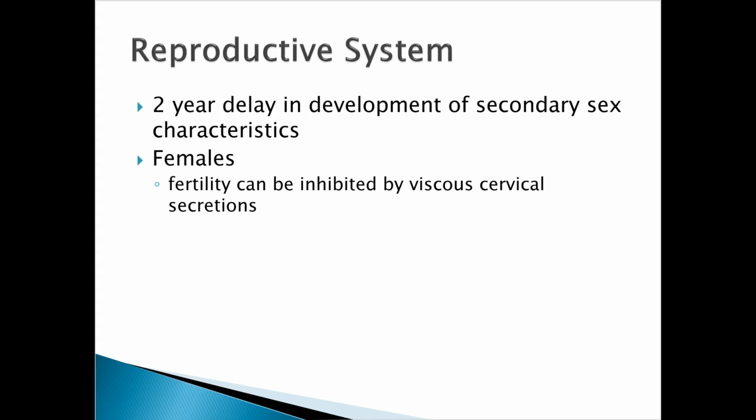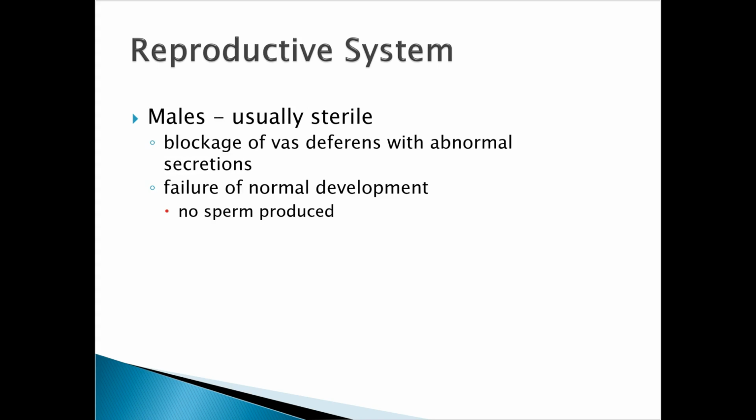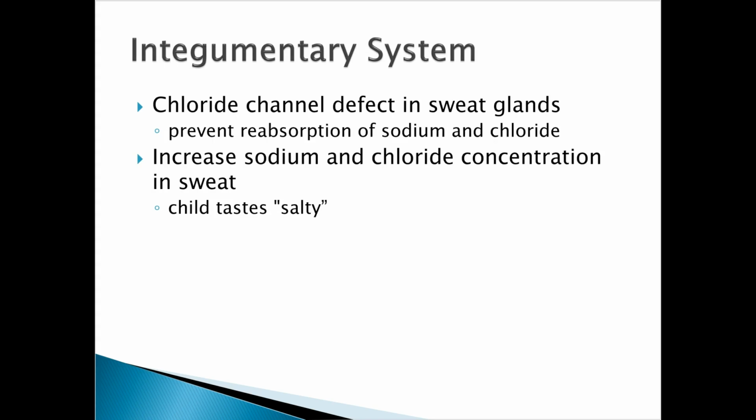In the reproductive system, they may have a 2-year delay in the development of secondary sexual characteristics. In females, fertility can sometimes be inhibited by viscous cervical secretions. Males are usually sterile because their vas deferens are blocked with those abnormal secretions, and they may not even ever produce any sperm.